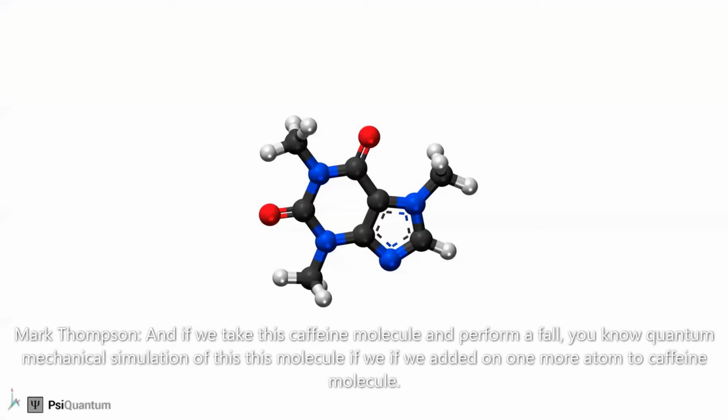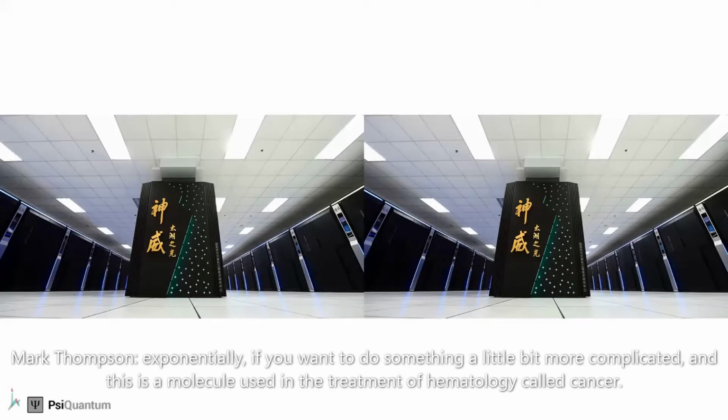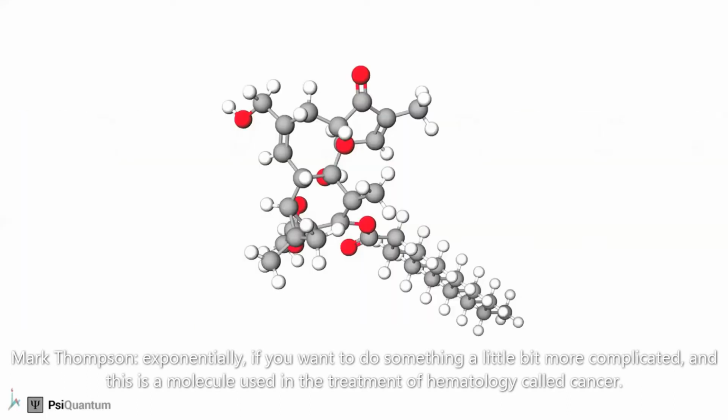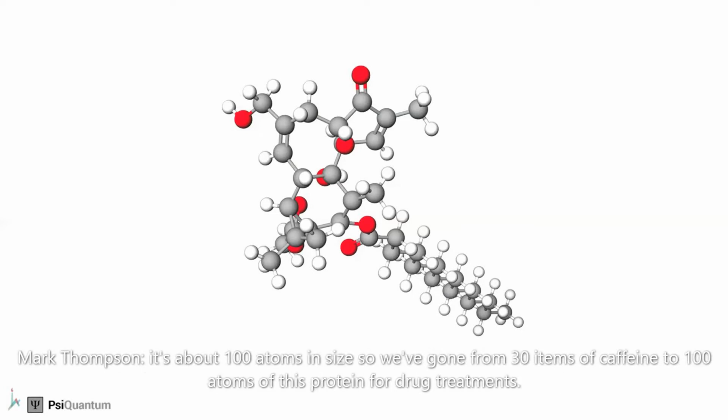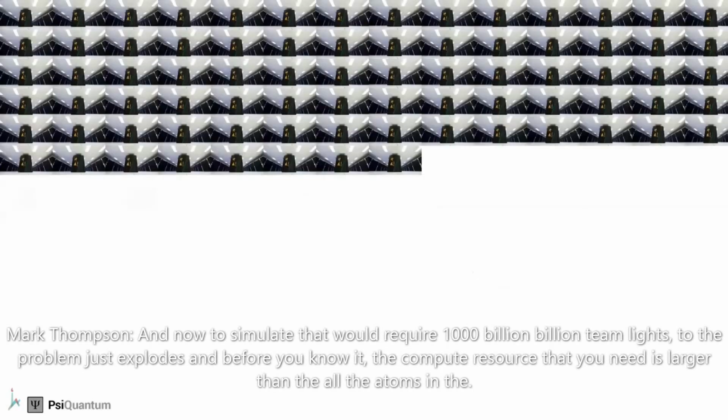If we take this caffeine molecule and perform a full quantum mechanical simulation of it, and we added 1 more atom, it would now require 2 Tellurides to simulate that system. So we add just 1 more atom, but the complexity of that system grows exponentially. If you want to do something a little bit more complicated, this is a molecule used in the treatment of hematological cancer, about 100 atoms in size. So we've gone from 30 atoms of caffeine to 100 atoms of this protein for drug treatments, and now to simulate that would require 1,000 billion Tellurides. So the problem just explodes.